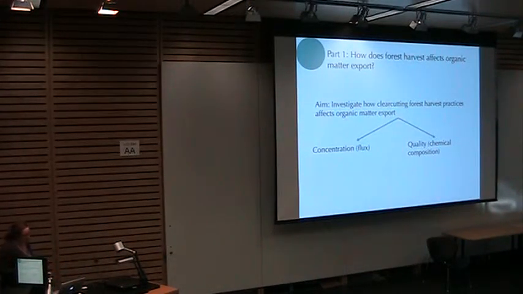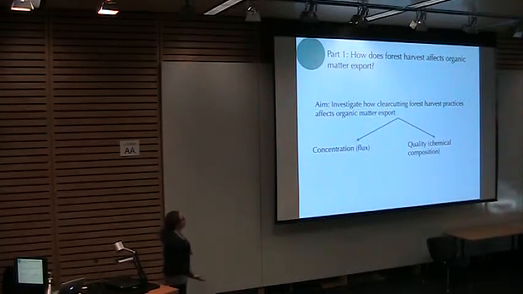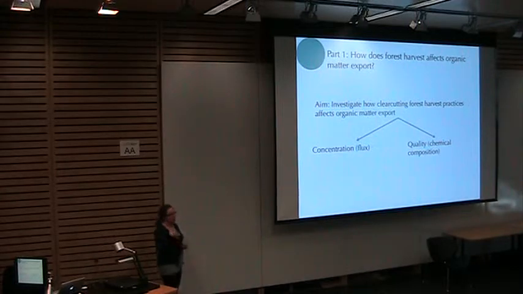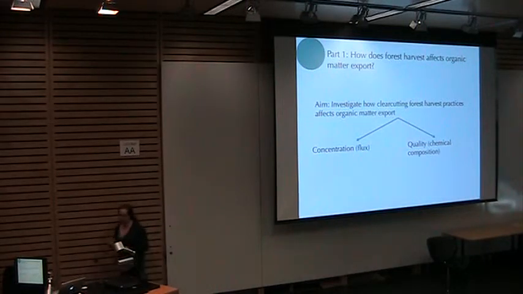So the first part that I wanted to talk about, the question that we pose is, how does forest harvest actually affect organic material and organic matter export within systems that are affected by it? And this includes both the concentration, so the flux of organic material out of these systems, as well as the quality, so the chemical composition. Is there a change in the chemical species that are actually exported out of these ecosystems upon harvest?